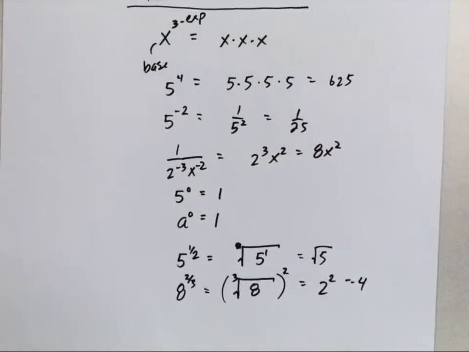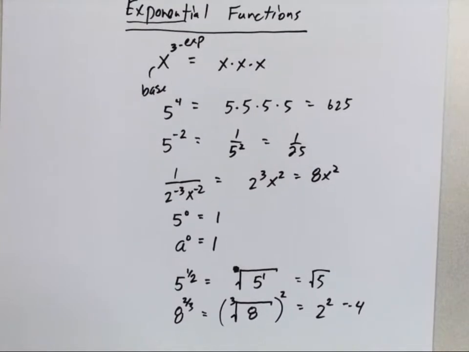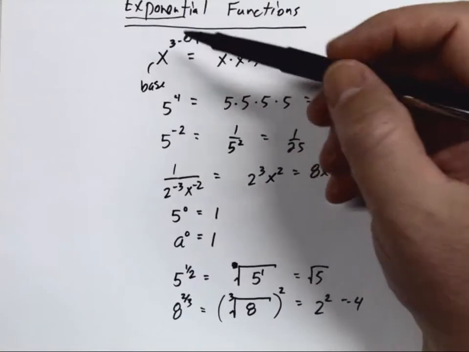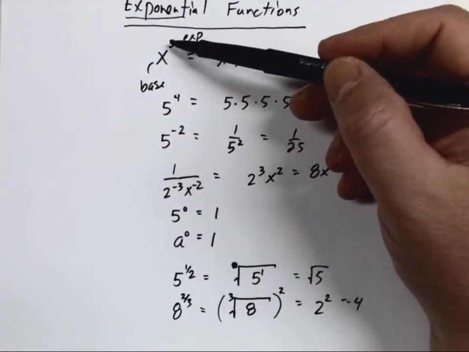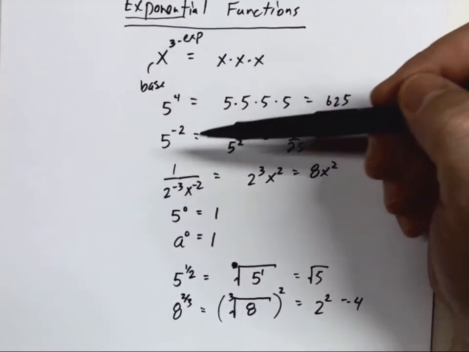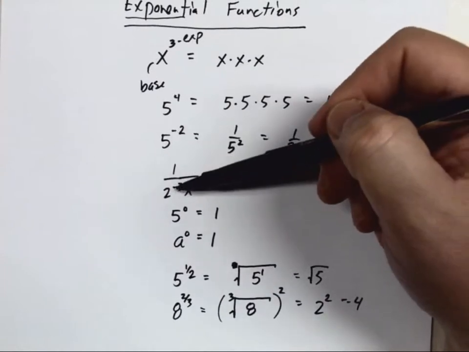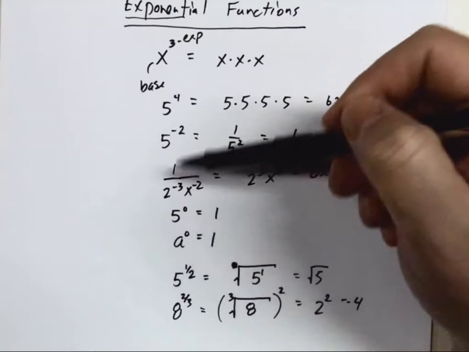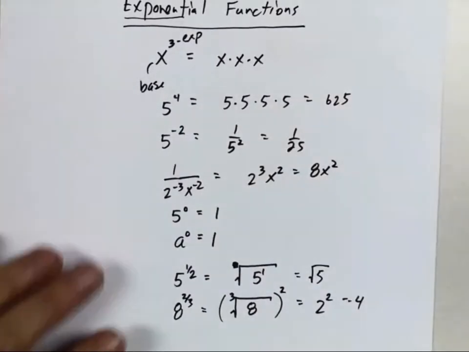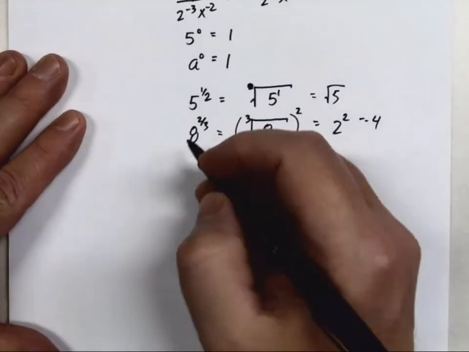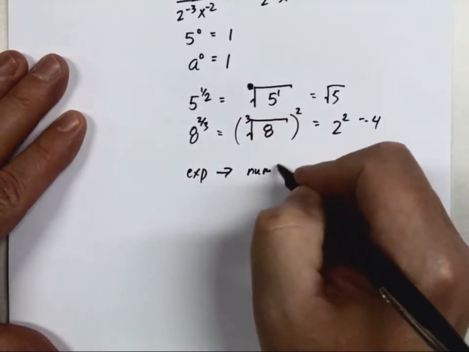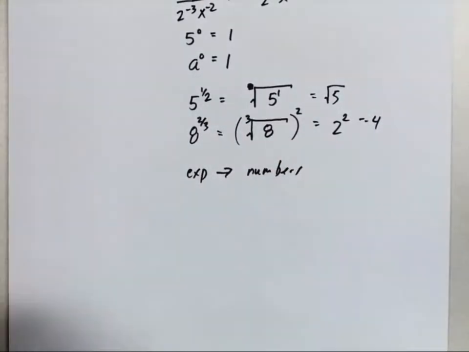Now I want you to notice something about all the examples I've done. Let's look at all the actual exponents. 3, 4, -2, down here -3, -2, 0, 0, 1/2, 2/3. So far, all the exponents have been numbers.